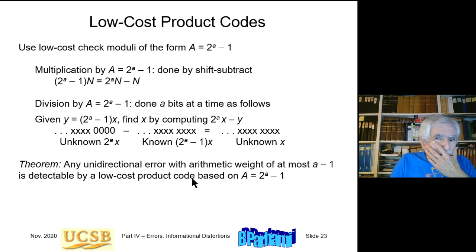Any unidirectional error with arithmetic weight of at most a minus 1 is detectable by a low-cost product code based on the constant 2^a minus 1. So again, taking the example of 15, a is equal to 4. So any unidirectional error with arithmetic weight at most 3 will be detectable by that code.